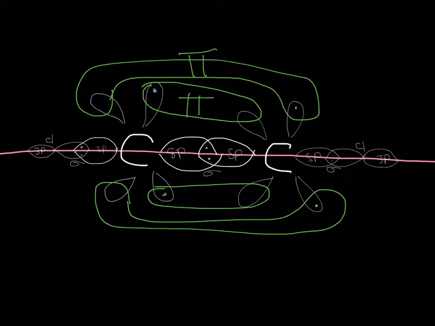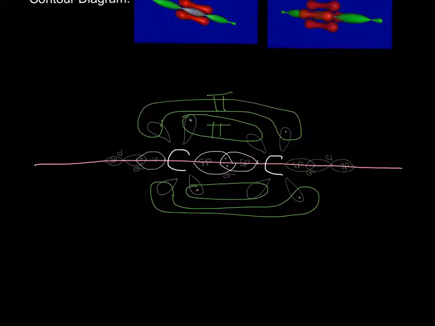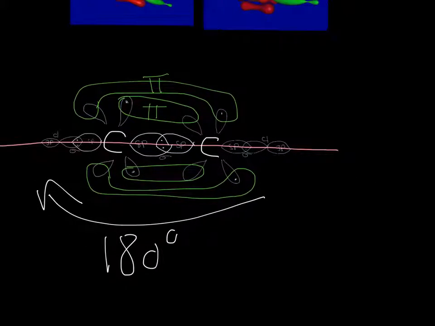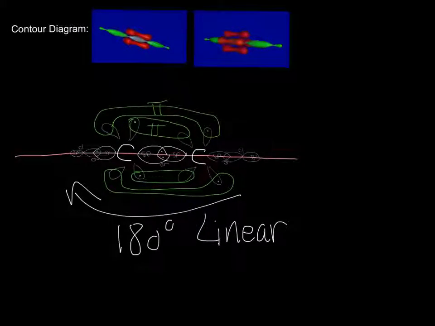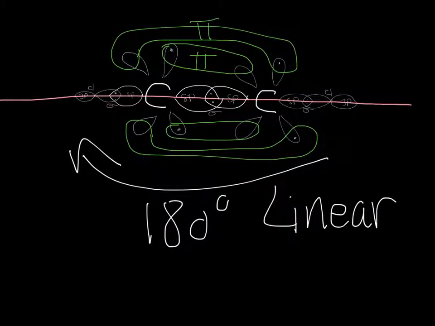Now, after all this, we never want to forget that we still have to include the angle, which is 180 degrees, and also we need to include the shape, which is linear. This way, we would have our final and completed contour diagram for C2Cl2.